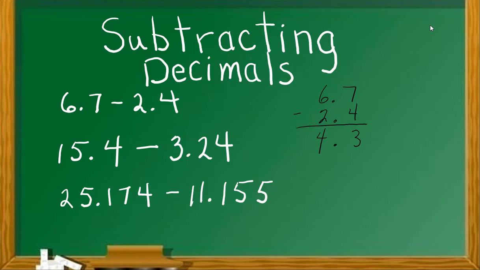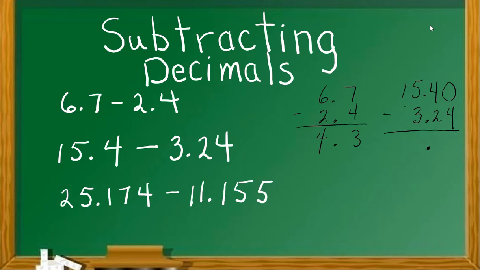Let's take a look at our second example here. 15.4 subtract 3.24. The decimals are lined up all the way into our answer. Now let's take a look at the top number that we're subtracting from, and you'll see that we do need to add a 0 to the very end so that we at least have a digit that we can subtract the most right number from 3.24.